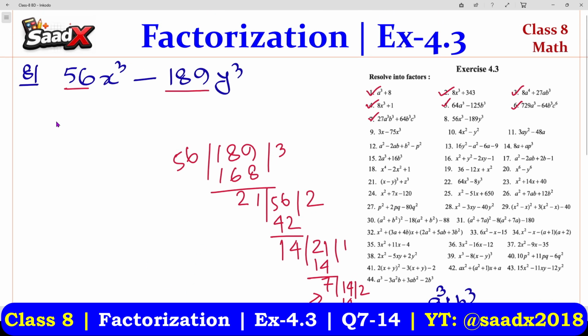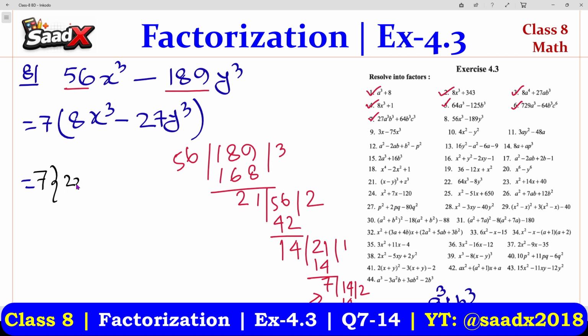So we can take common from here 7. So it will be 8, right? 56 divided by 7 is 8. Here is x³ minus 189. If we divide by 7, what we will get? 189 divided by 7, so here is a 27, right? 27y³. Now it's a smart thing. This 8 can be written like (2x)³, minus here is (3y)³.